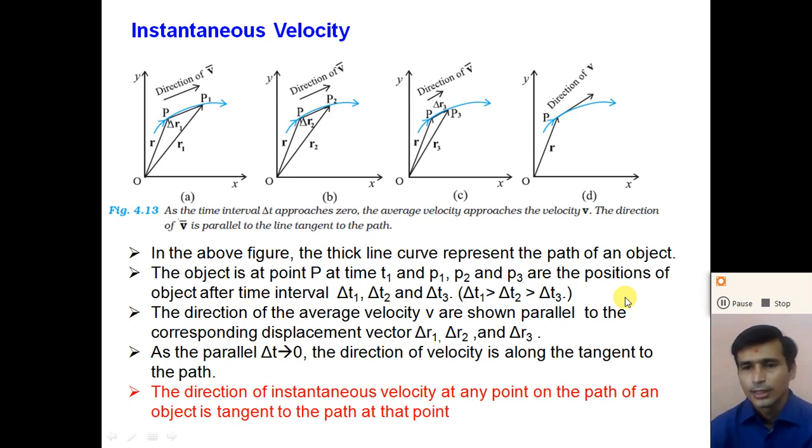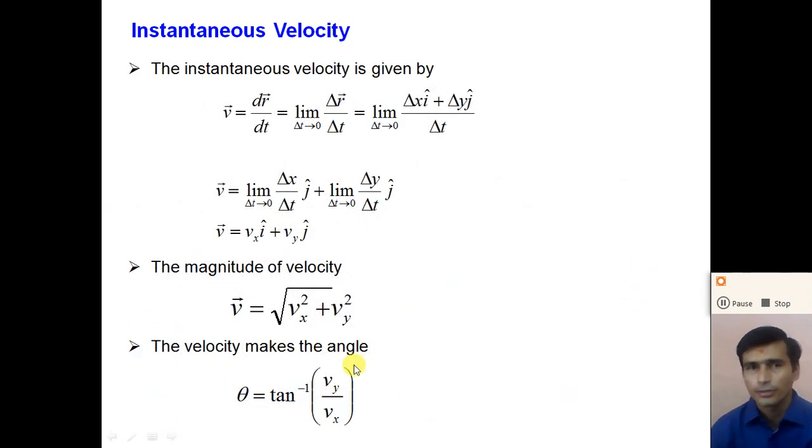Now dear student, how can we calculate the velocity vector, or the component form of the velocity vector? By the definition of instantaneous velocity, we know that the instantaneous velocity is given by v equals dr by dt, or the limit as delta t tends to 0 of delta r by delta t. The limiting value of the average velocity when the time interval delta t approaches 0 is called the instantaneous velocity.